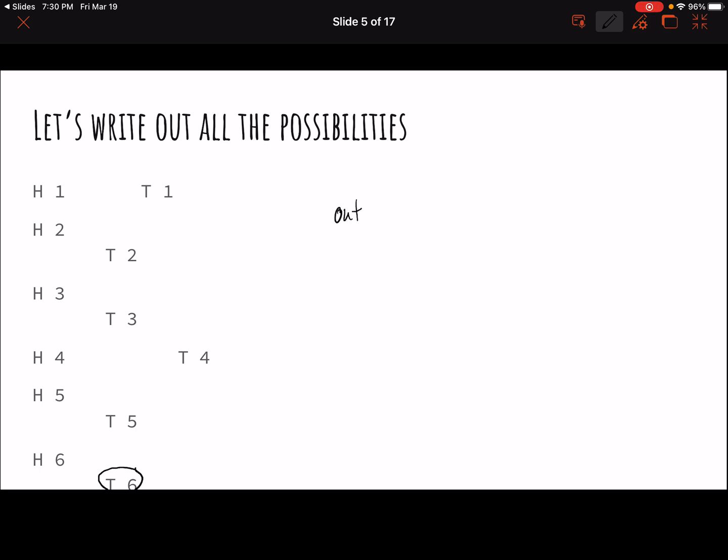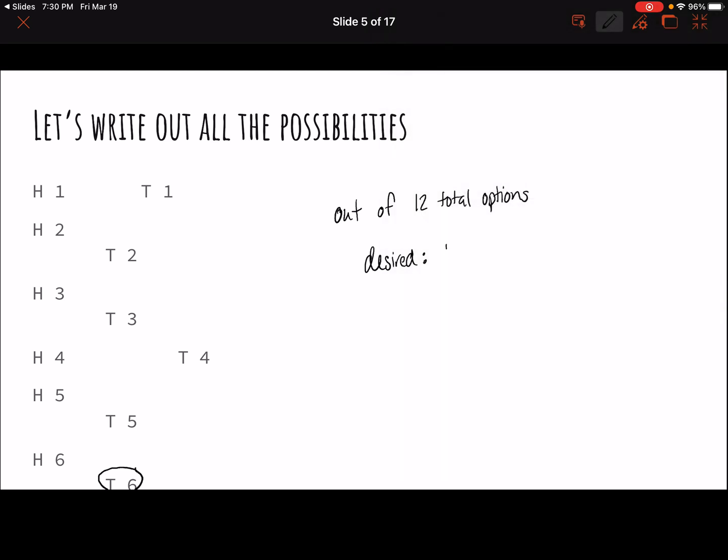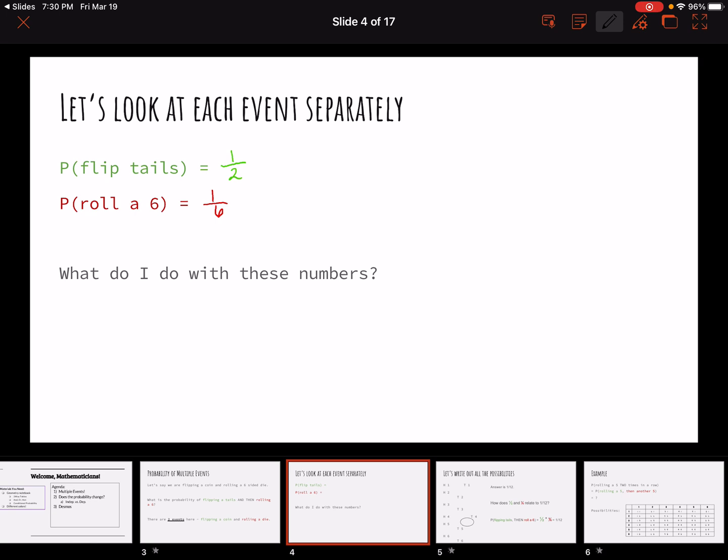Out of 12 total options, our desired event was T6, which is 1 out of 12 total options. So the question that we then want to think to ourselves about is, how does that 1 out of 12 relate back to the 1/2 and the 1/6 from the previous page?